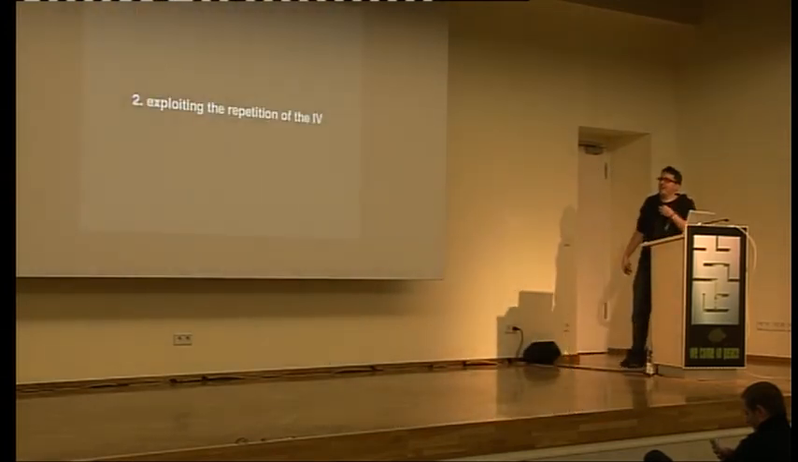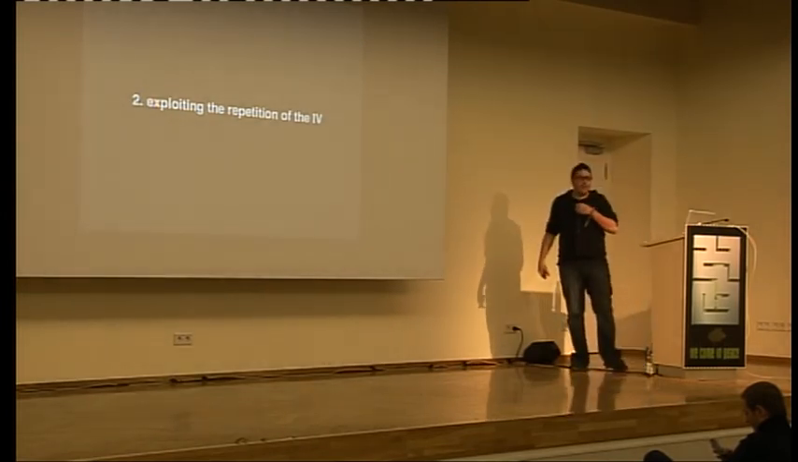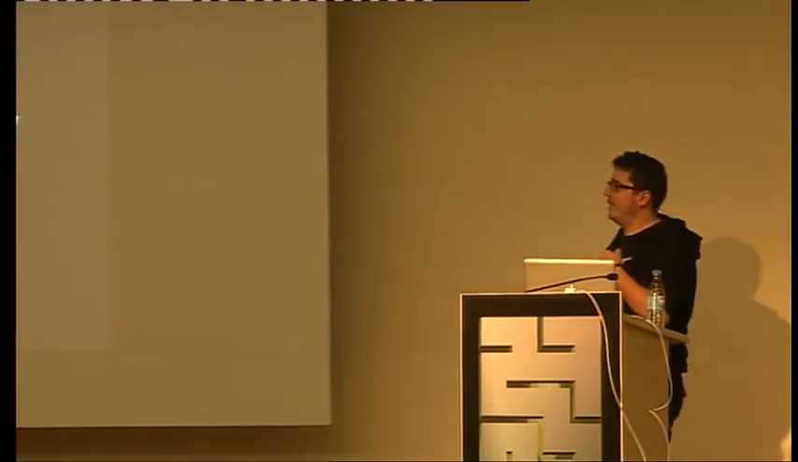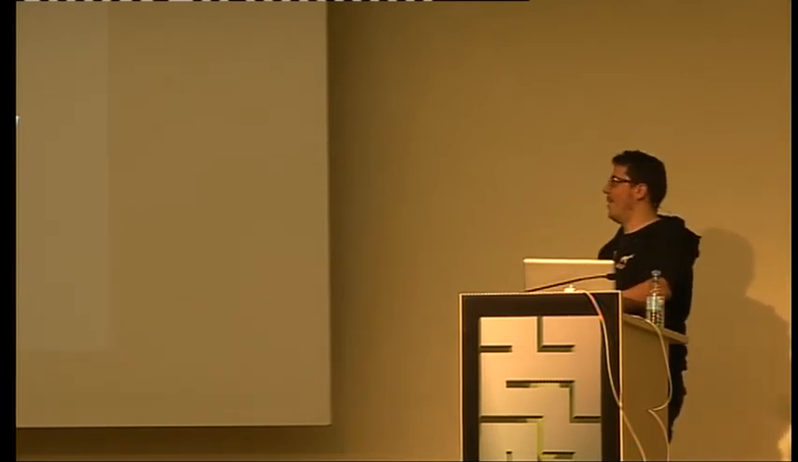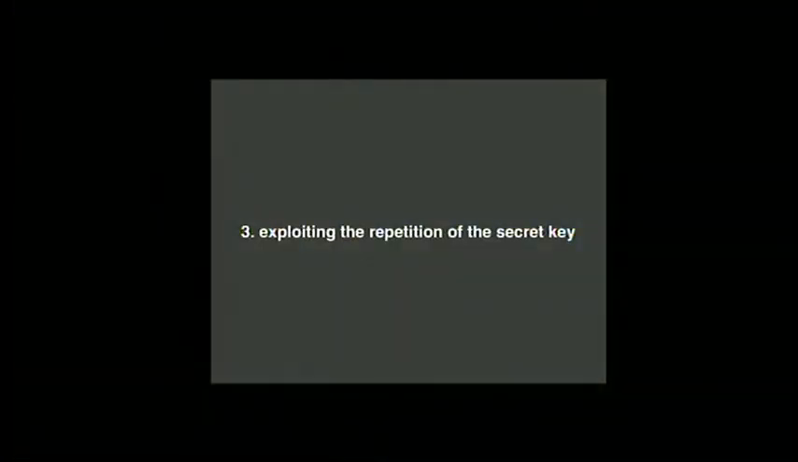Another improvement we did is just to exploit the repetition of the IV, because as you remember, the IV is a part of the key which isn't secret. So if you know it, you can use it to recover the previous byte which is unknown. In this case, it's the last byte of the secret key, the last sum of the secret key bytes. After that, you can as well exploit the repetition of the key, as I said, so it's another improvement.